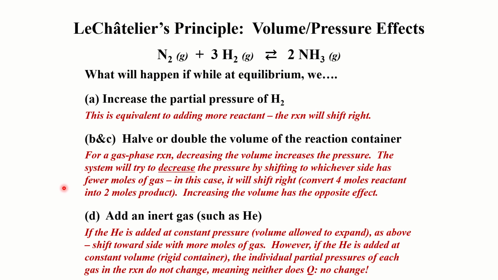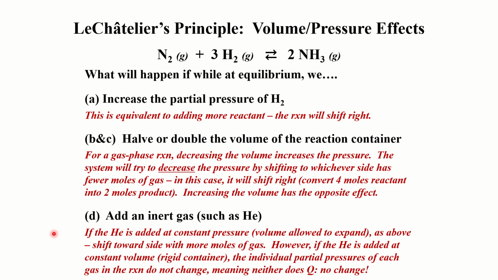This one is a little trickier. If the helium is added at constant pressure, so the volume is allowed to expand, you would shift towards the side with more moles of gas. Basically, if the pressure is constant, the volume is allowed to expand, and then you will shift towards the side with more moles of gas. But if the helium is added at a constant volume, so we're dealing with a rigid container, the individual partial pressures of each gas in the reaction actually do not change significantly.